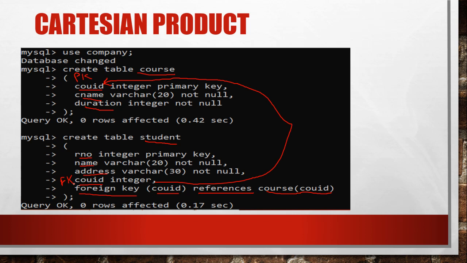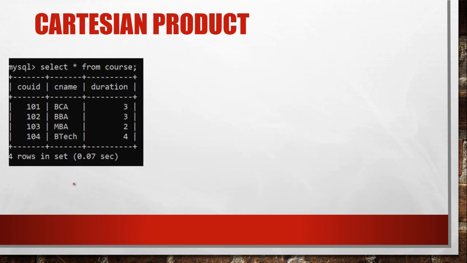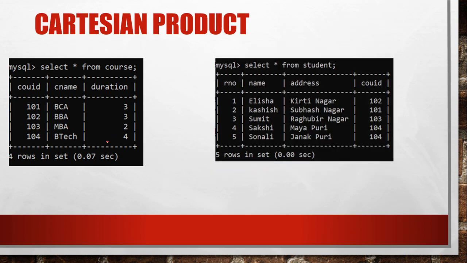So now we have created two tables, one is the course and the other one is the student, right? Now in the course table I have entered these records: 101 BCA duration is 3 years, 102 BBA duration is 3 years, MBA 2 years, BTech 4 years, and along with that I entered some records in the student table also, right? So these are the records of the course table and these are the records of the student table.